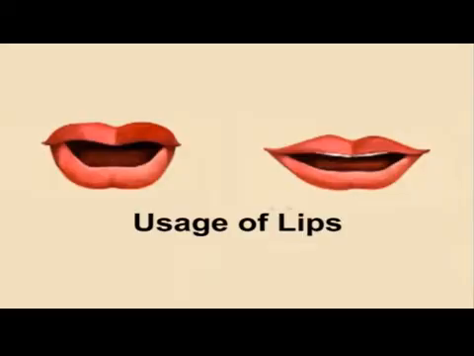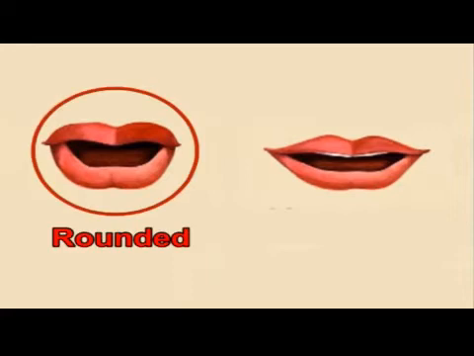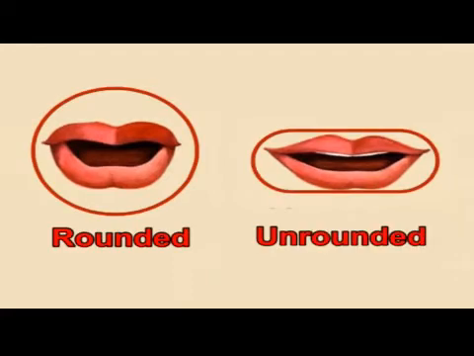Students, now you know how they are classified based on the height and position of the tongue. But that is not all. Vowel sounds are further classified depending on the usage of lips as well. Vowels may be classified as either rounded or unrounded. Lip unrounded is also called lip retraction.